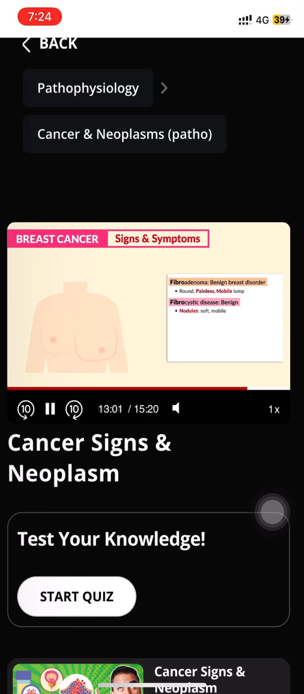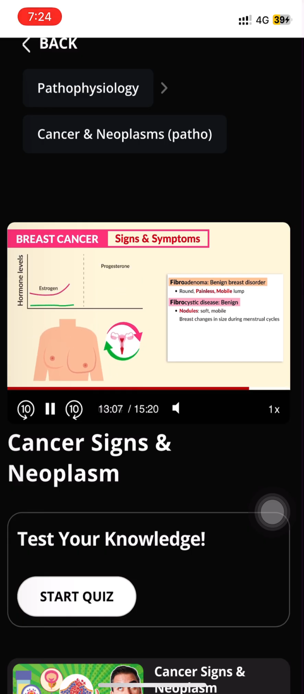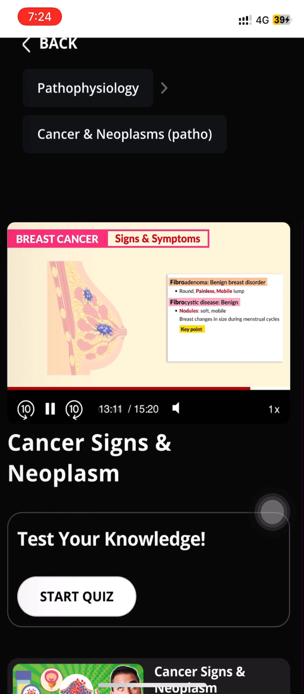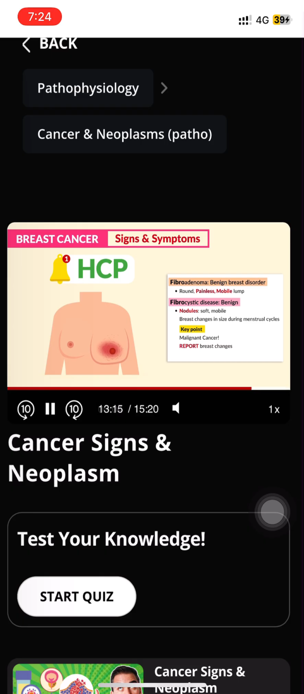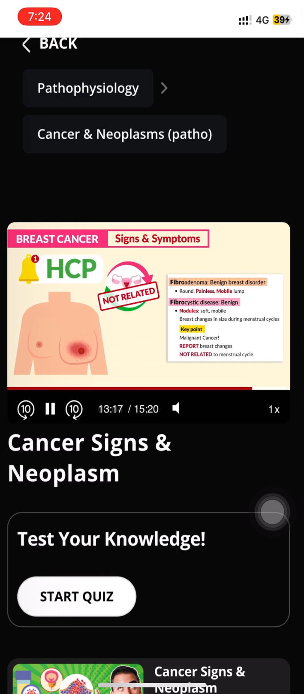And another key term to write down is that breast changes in size during menstrual cycles, as the size correlates to the level of estrogen and progesterone levels. So the key point, a big sign of malignant cancer: we report breast changes that are not related to the menstrual cycle. So write it down again, report the breast changes that are not related to the menstrual cycle. Many students get this wrong, so just be sure to know those key words.